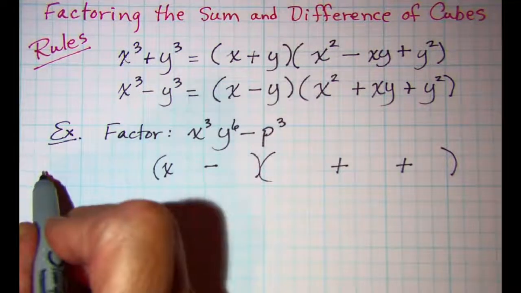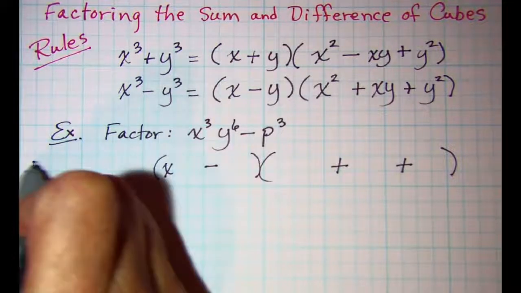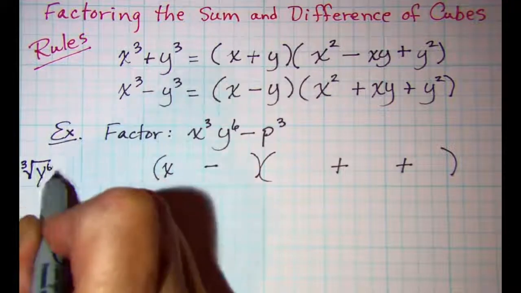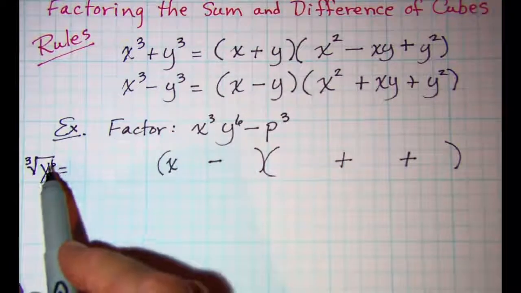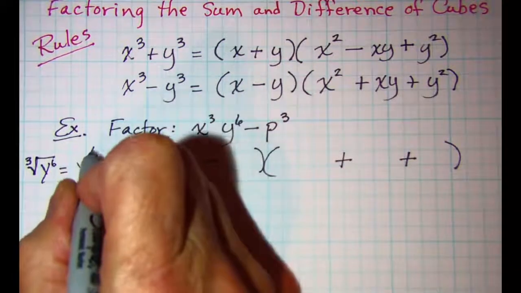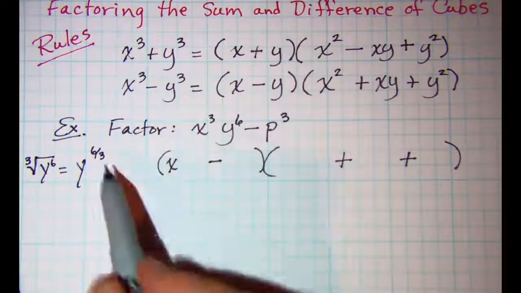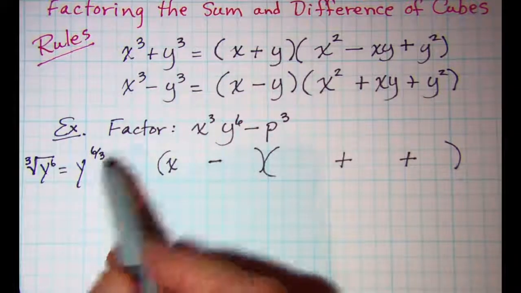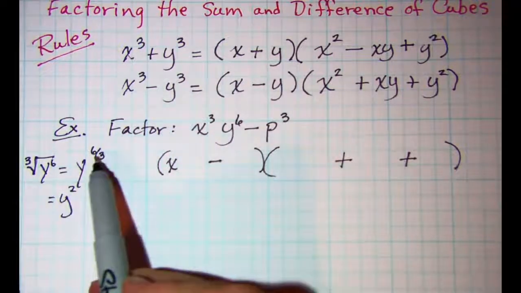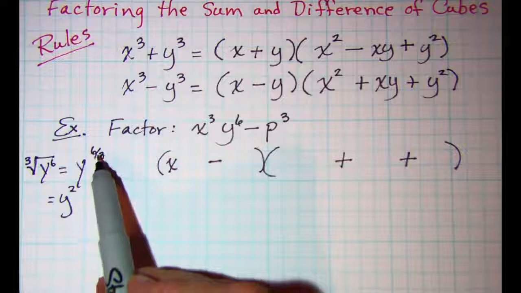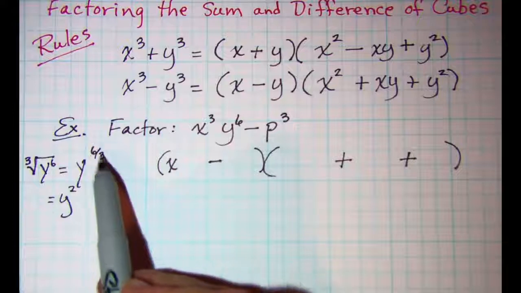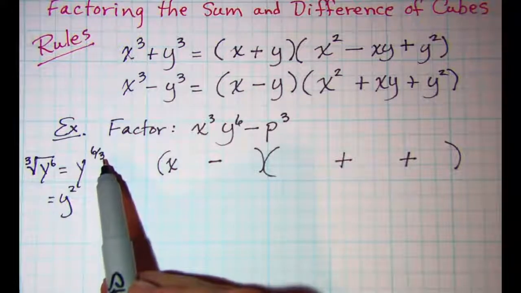Now let's look at why that happens that way. A cube root of y to the sixth. Remember, we can write a radical with a fractional exponent. So this is the same as y to the sixth divided by 3. And 6 divided by 3 is the same as 2. So y squared. Basically then, whenever you want to cube root an exponential, just divide your exponent by 3 to cube root.